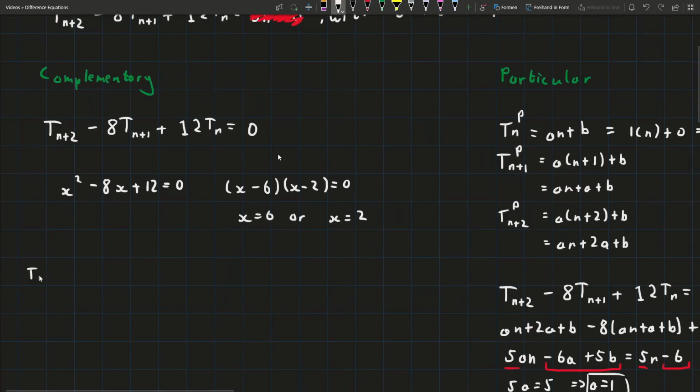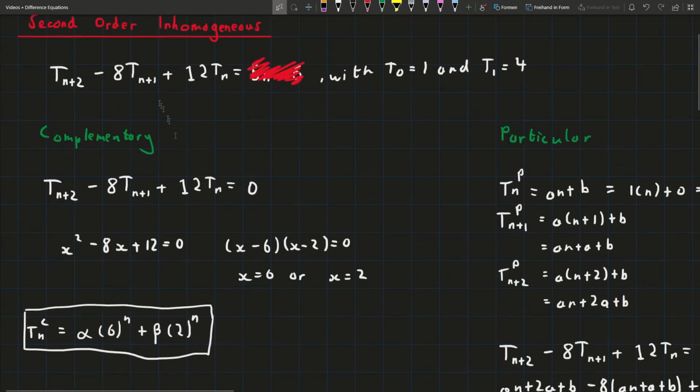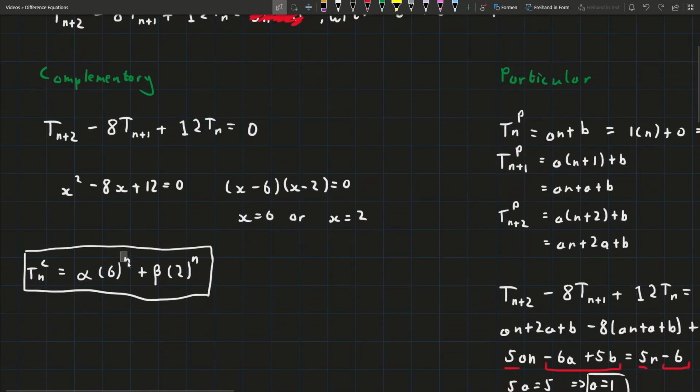So our complementary solution then is going to be some constant, which I'll call alpha, alpha times 6 to the power of n plus beta times 2 to the power of n. And that's our complementary solution. Now we can't figure out what alpha and beta are because we can't just sub this back in to here. You'll find it runs into problems if you do. You can try it out if you really want to, and it takes forever as well. That's the other problem because you're dealing with n's in the exponents.